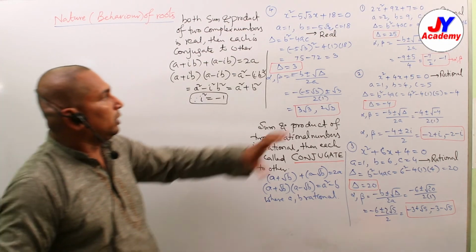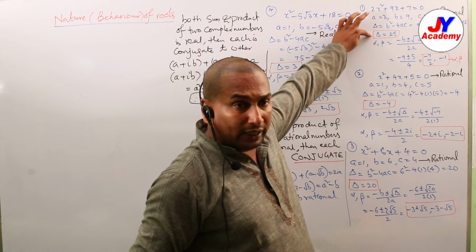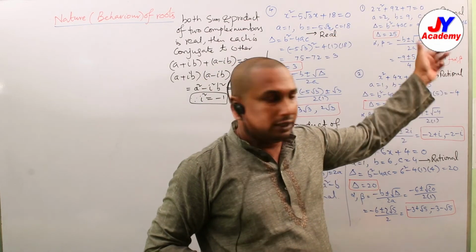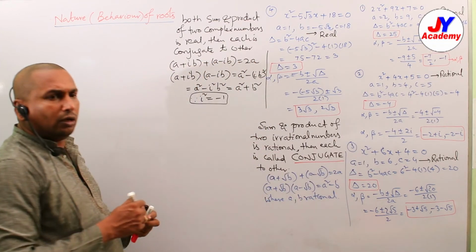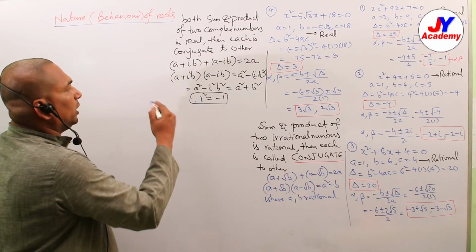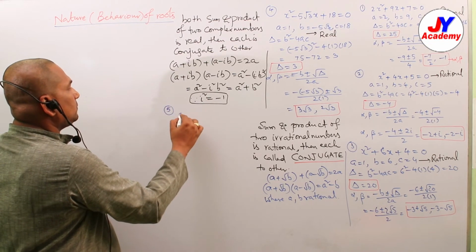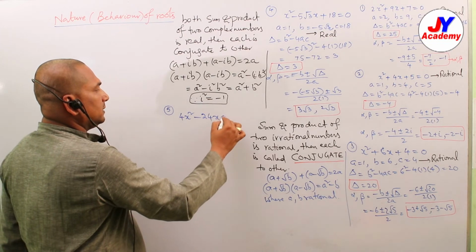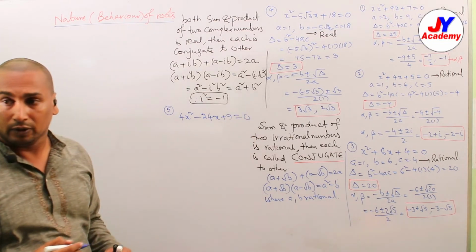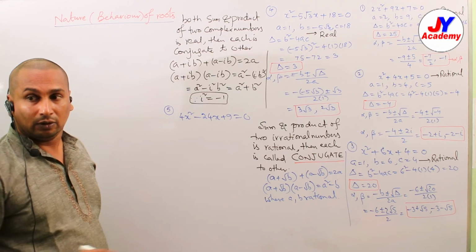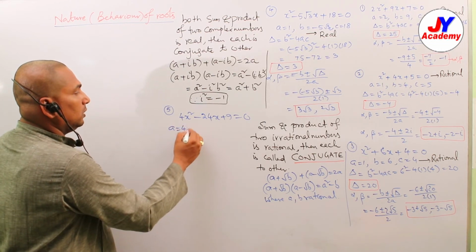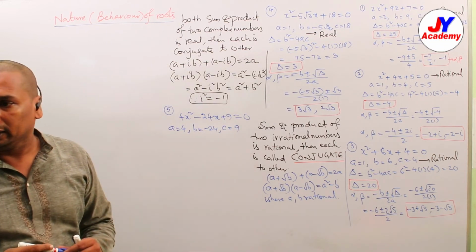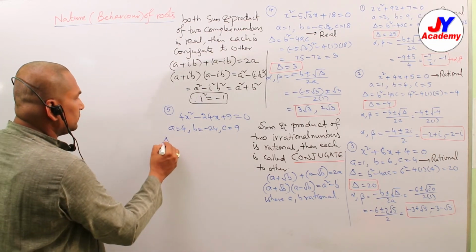So understood? So in the first example, we have to find delta, we have to find roots. Here roots are rational. Now we will go through one more example, fifth example. 4x square minus 24x plus 9 equal to 0. What is A value? 4. What is B value? Minus 24. What is C value? 9. What is delta value?